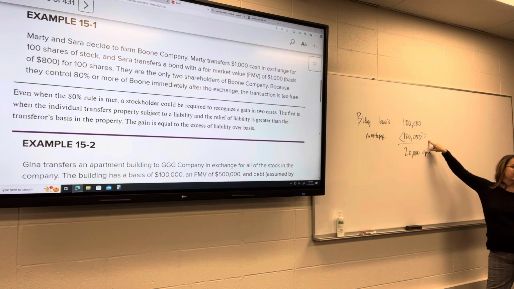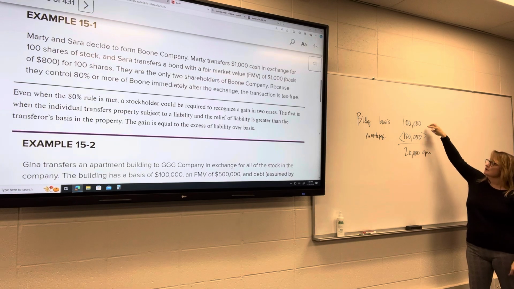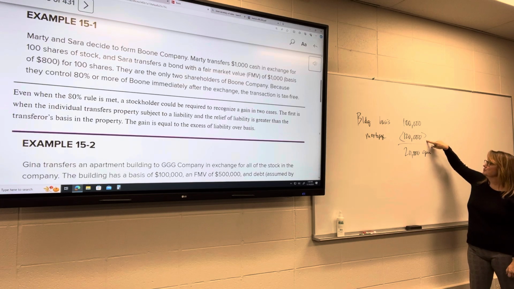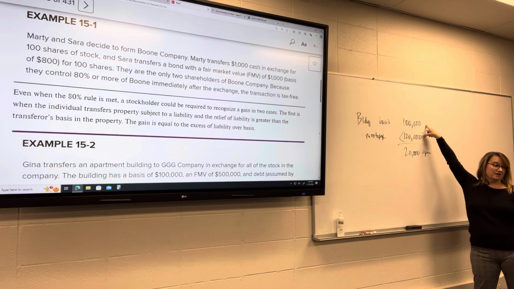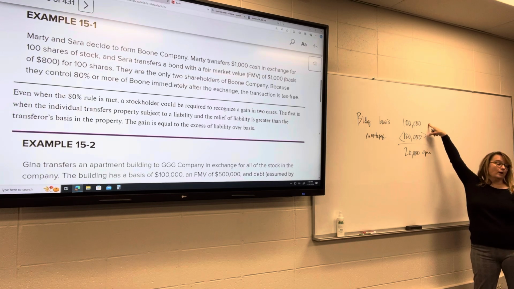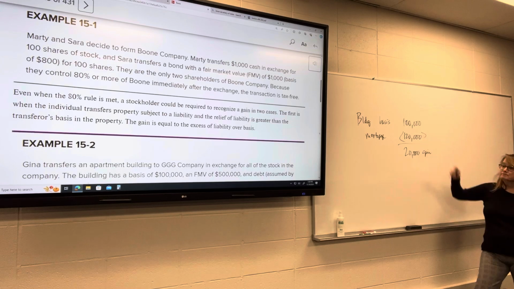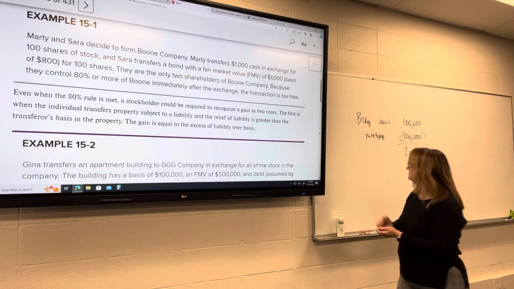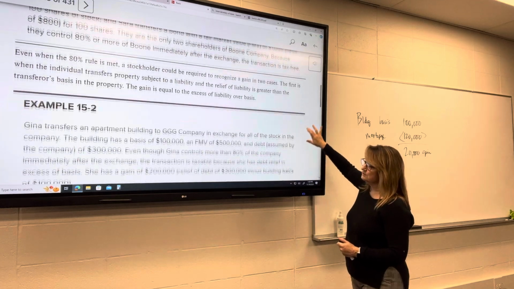Because I got a $120,000 benefit with the release of that, but I received in exchange for those shares. So my benefit is $120,000, but what I gave is $100,000. So my benefit was $20,000 more than what I gave up, okay? So in that case, I have a $20,000 gain.